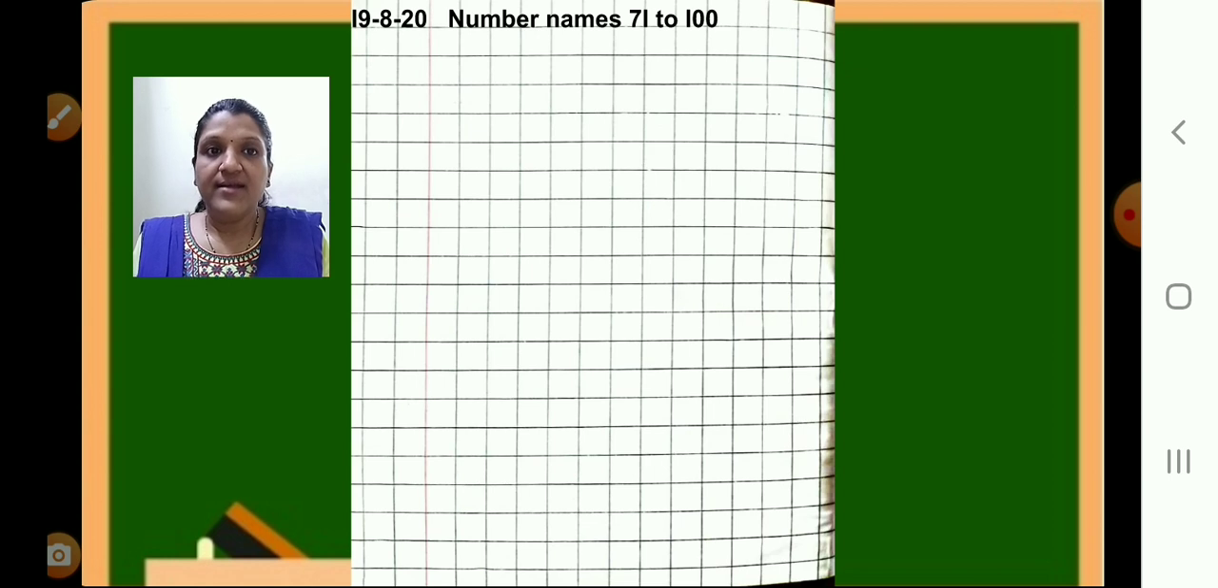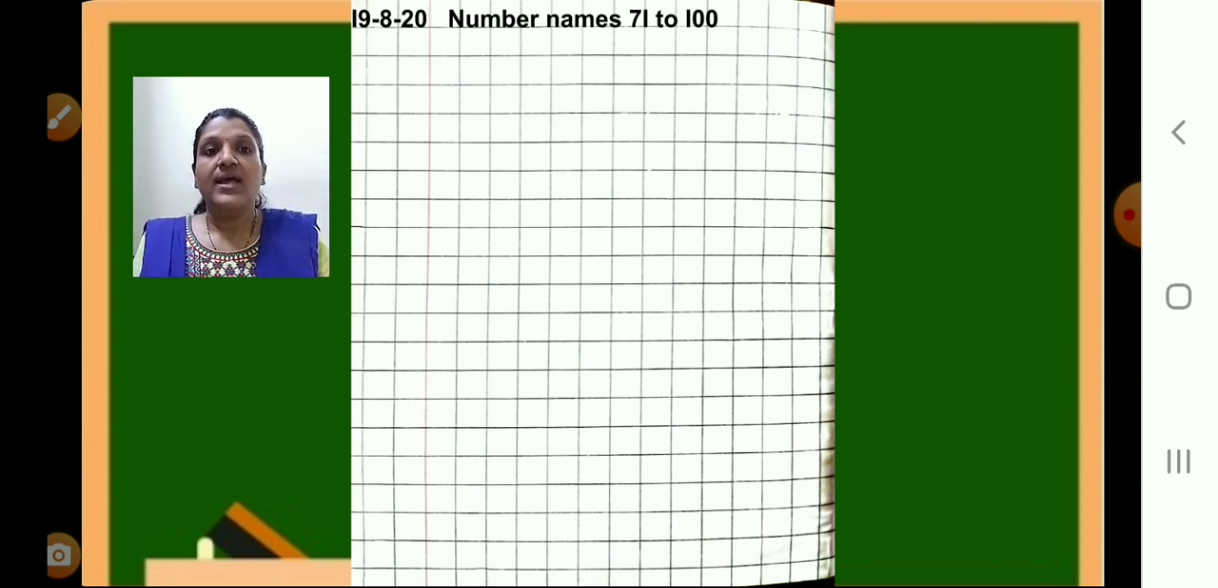After that, write the heading: NUMBER, then space, NAMES, space, 71 space TO space 100. Have you done this, children?